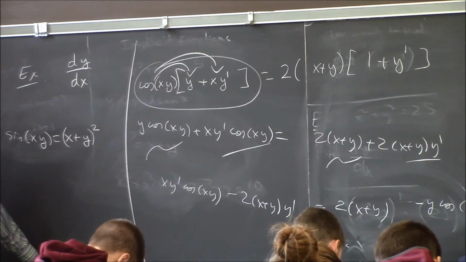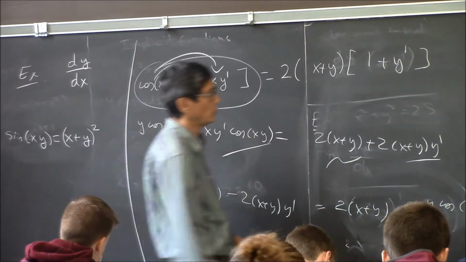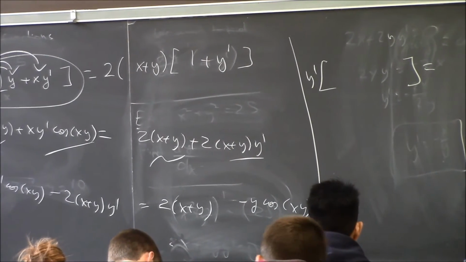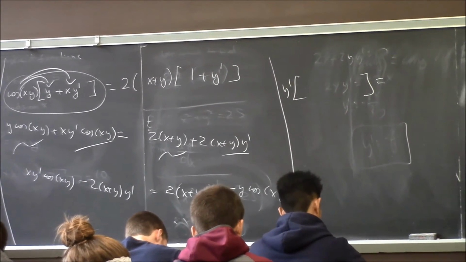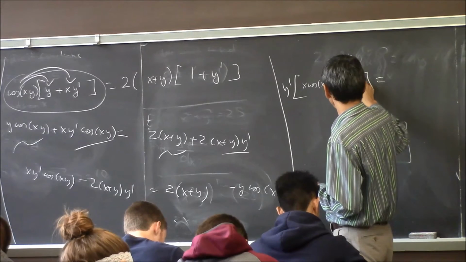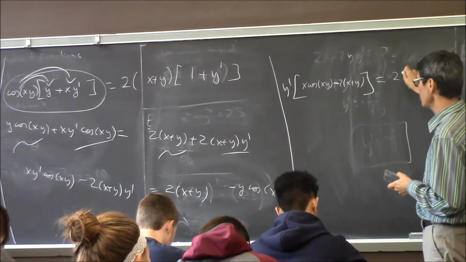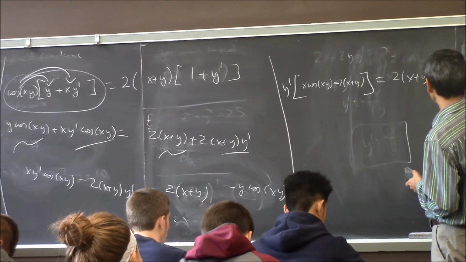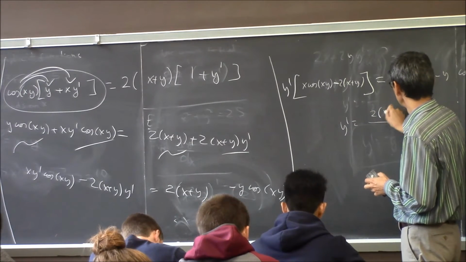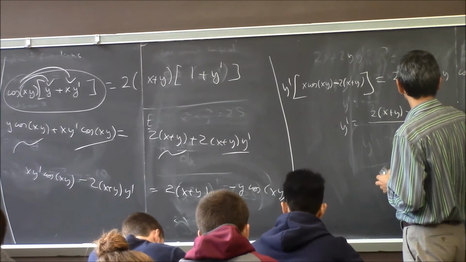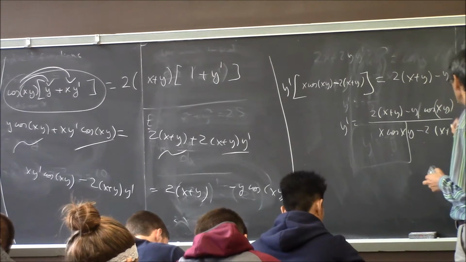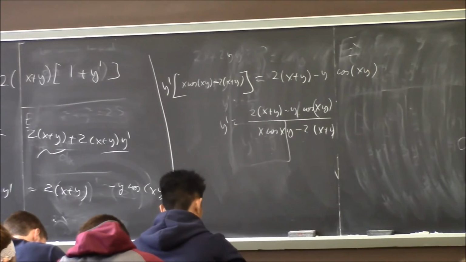Now I have separated the terms with and without y prime onto different sides. I factor y prime out, find its coefficient, find what is on the other side, and then I'm going to take that and find what y prime is. So the coefficient is x cosine of xy minus 1, and the right side is 2x minus y cosine of xy; I copy the right side. Y prime is going to be the right side divided by its coefficient.